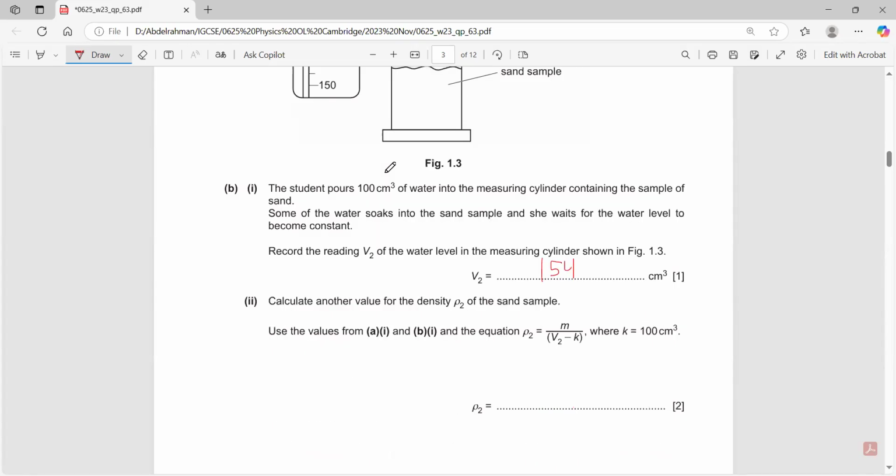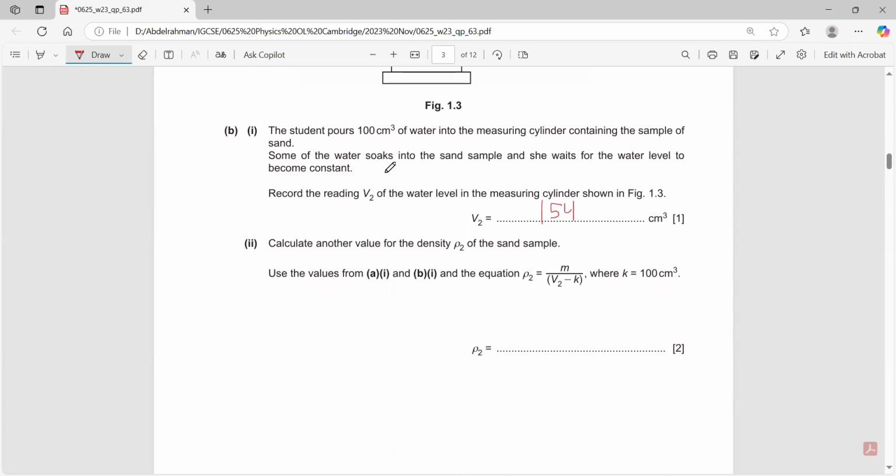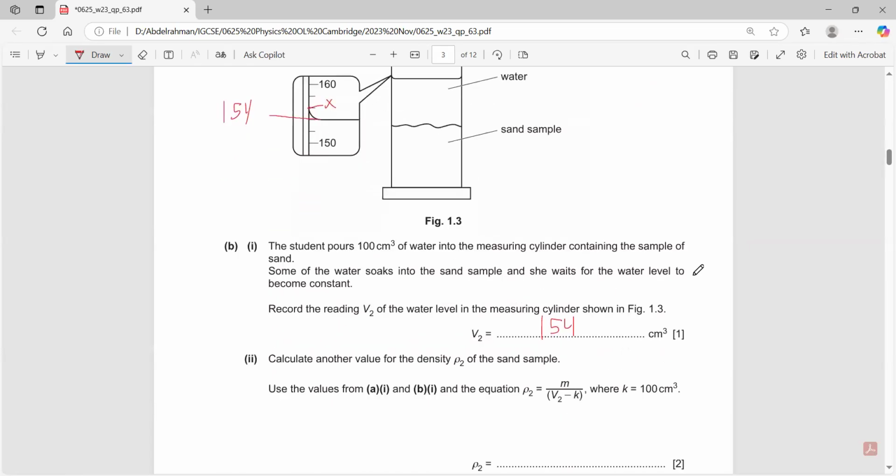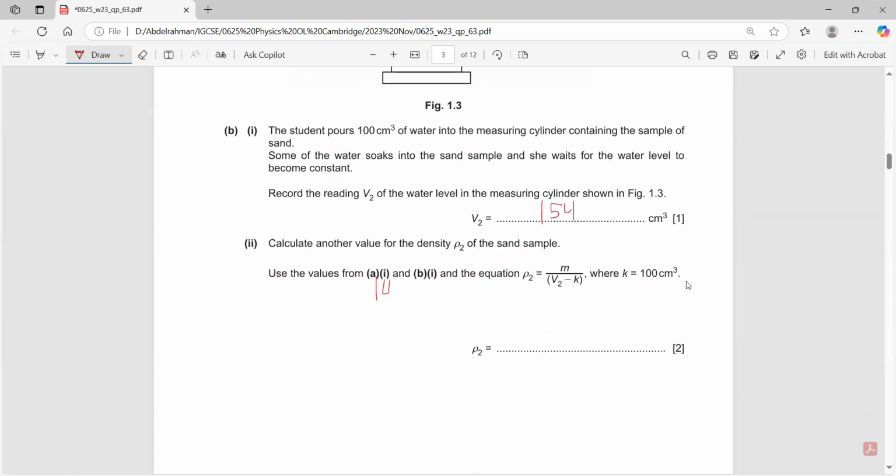Calculate another value for the density rho 2, in which the mass, the initial m, which was 143, 143 divided by V2 minus V1, which is 154 minus 100, right? So rho 2, density 2 would be 2.65. Again, do not forget the unit, grams per centimeter cubed.